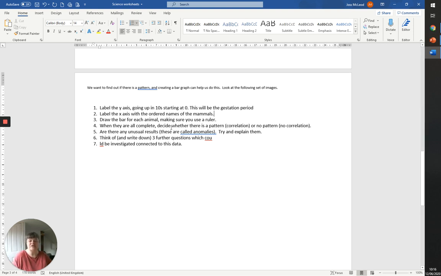When they're all complete, you're going to decide if there's a pattern, and scientists call a pattern a correlation. That means there's a link between them, they correlate. So, for example, you might say there is a correlation. I think we talked about this as well, didn't we? If I said the shortest people in the school correlate with their age, that would mean, on the whole, the shorter the child, the younger they are.